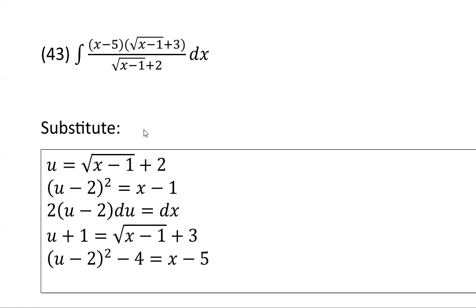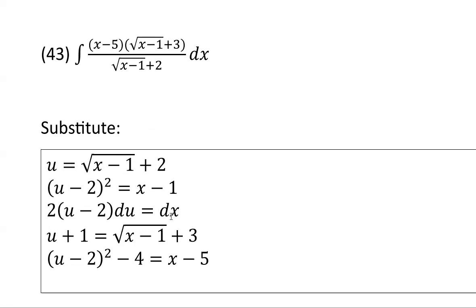Okay. Now I didn't want to differentiate directly from here. So what did I do? I subtracted 2 on both sides and I squared both sides. Okay. So (u minus 2) squared is x minus 1. And then I differentiated from here. So 2 times (u minus 2) du is dx then.